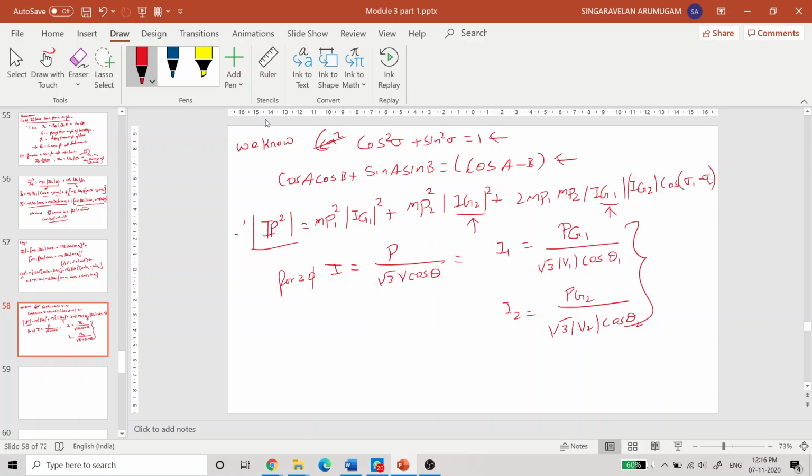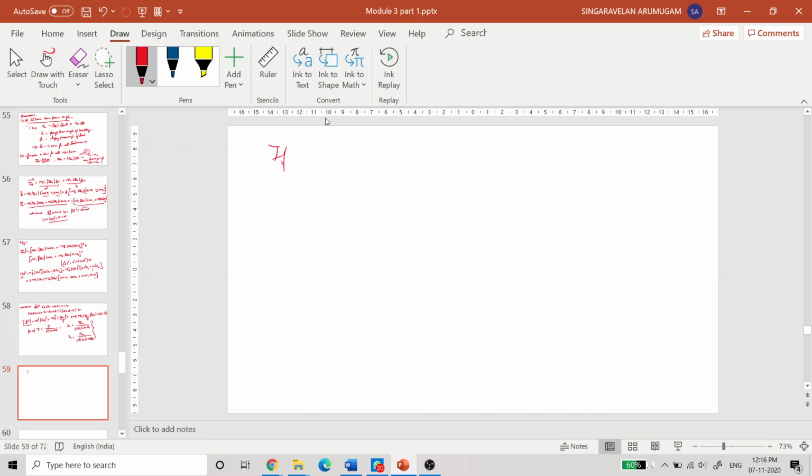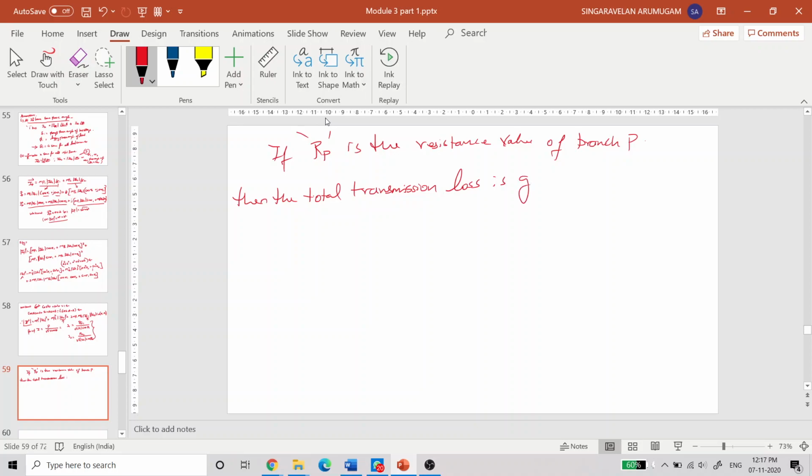And then one more consideration: if RP is the resistance value of the branch P, then the total transmission loss is given by PL is equal to the summation of all the power generated, 3 IP square into RP, because this is a three-phase system.